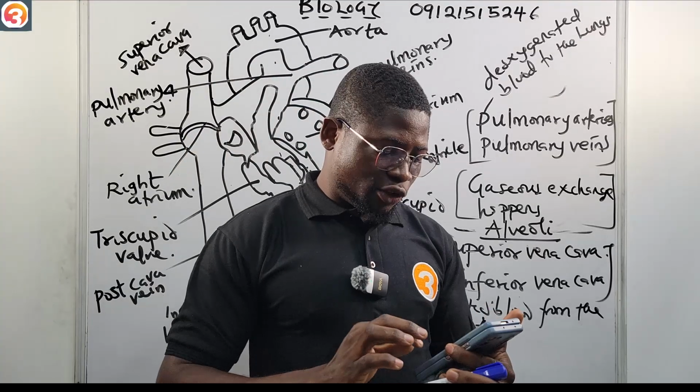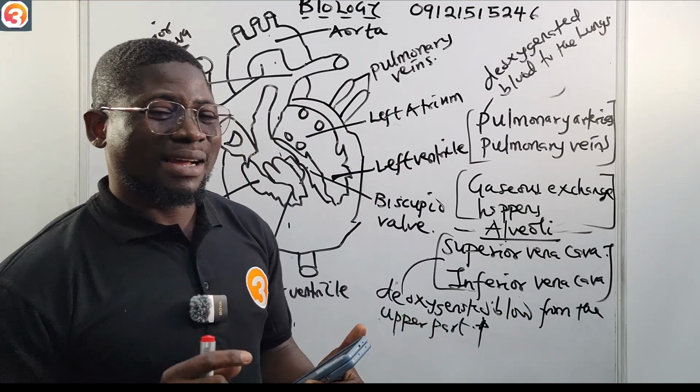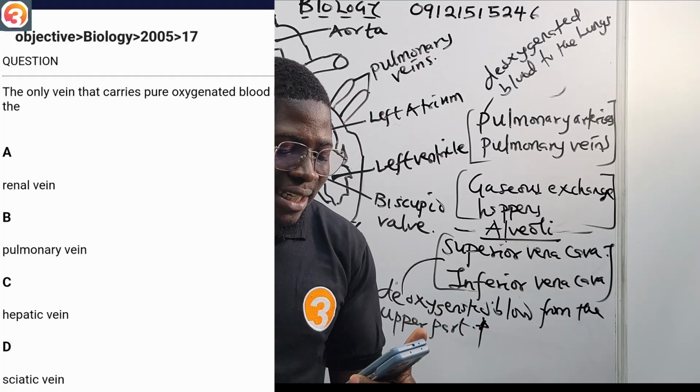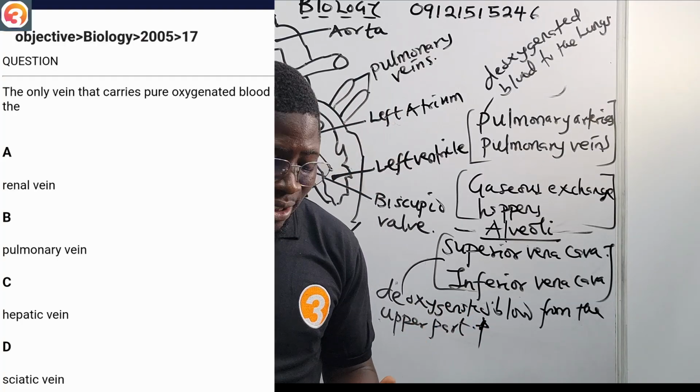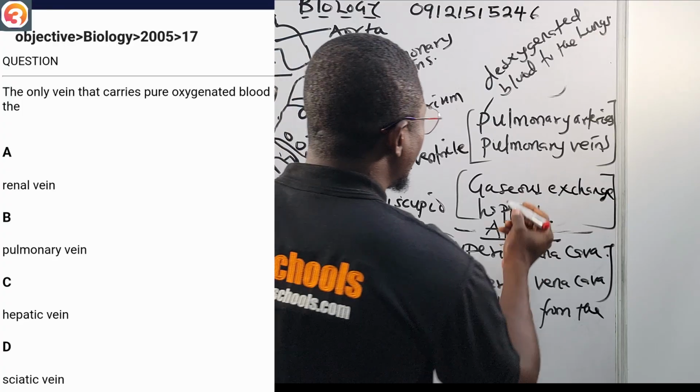Okay, so let us see the first question. 2005 number 17. They say the only vein that carries pure oxygenated blood is the pulmonary vein.